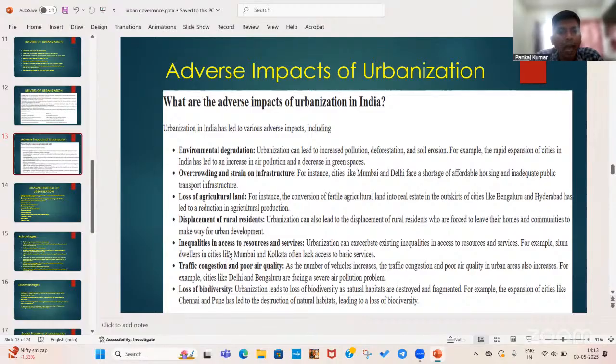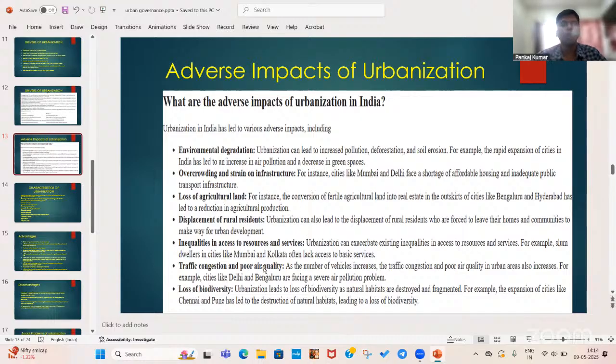Then comes inequalities in access to resources and services. Urbanization can aggravate or exacerbate existing inequalities in access to resources and services. For example, slum dwellers in cities like Mumbai and Kolkata lack access to basic services. Then traffic congestion and poor air quality. As the number of vehicles increases, the vehicular emission will also increase, right? So traffic congestion and poor air quality in urban areas also increase. For example, cities like Delhi and Bengaluru are facing severe air pollution.